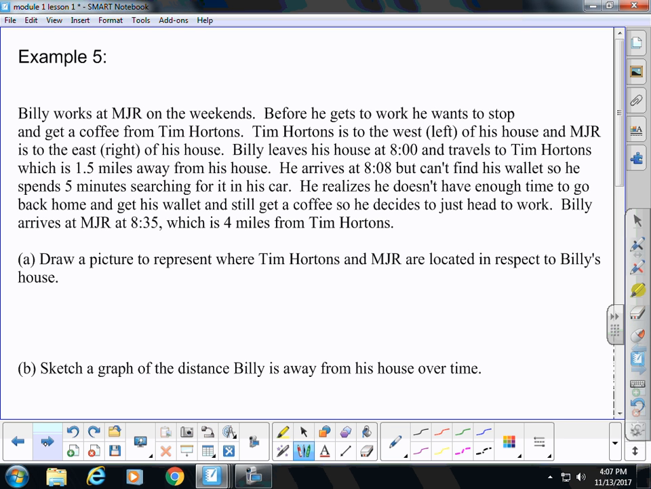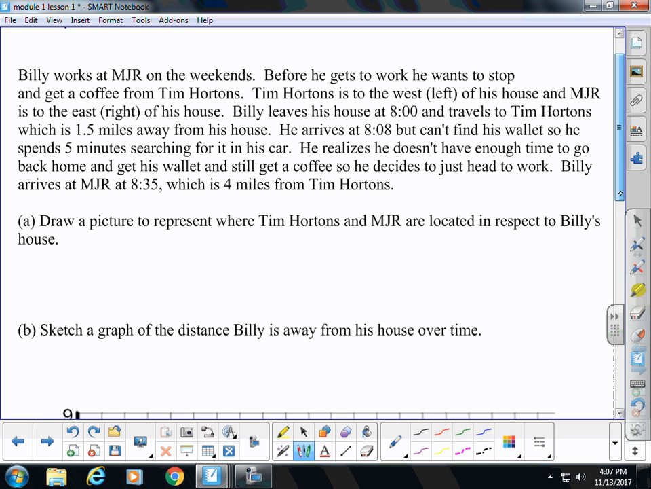Billy leaves his house at 8 o'clock and travels to Tim Hortons, which is 1.5 miles away from his house. He arrives at 8:08, but he can't find his wallet, and he spends 5 minutes searching his car for it. He realizes he doesn't have enough time to go back home, get his wallet, and then still get coffee, meaning going back to Tim Hortons, getting coffee, and then going to work. So he decides just to go back to work. Billy arrives at MJR at 8:35, which is 4 miles from Tim Hortons.